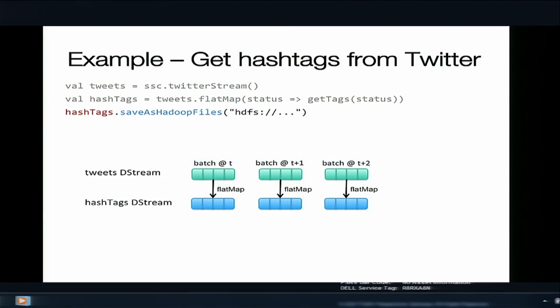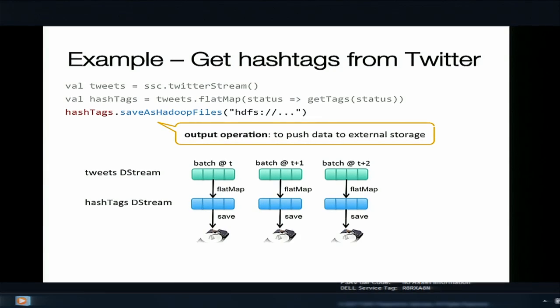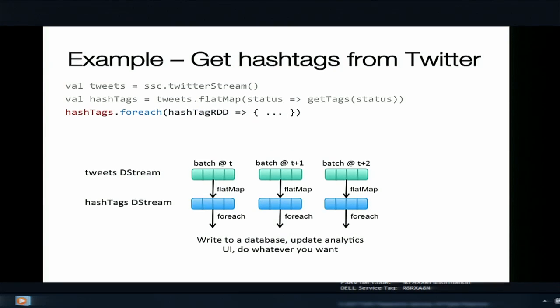Finally, after you have done all your transformations, you can use what we call output operations to save the transformed data somewhere. In this case, let's say you want to save the hashtag RDDs to HDFS. You can apply the saveAsHadoopFiles operation, give it an HDFS path, and the system will automatically save every batch of hashtags to HDFS. And not just HDFS, you can do anything you want with the data.